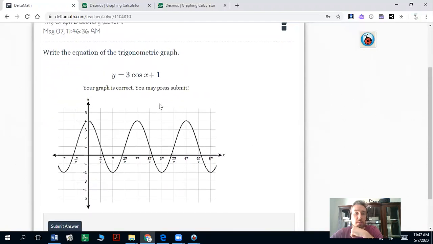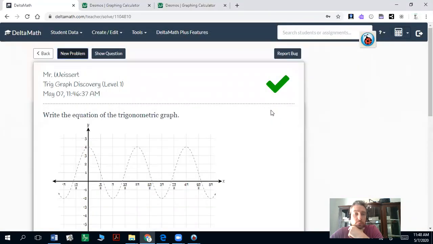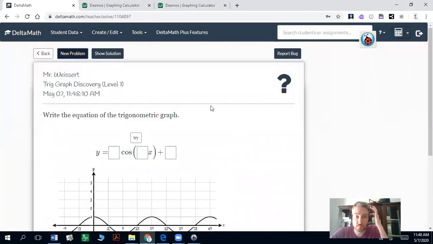Now it says you can submit it, because I didn't change anything with the B value there. And honestly, these level 1 problems won't do that, okay? It'll just be x. We'll mess with the period later. But that's a correct graph, so go ahead and submit that. And let's do another one.